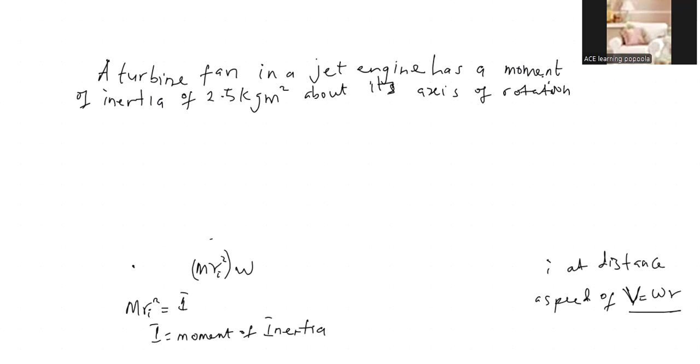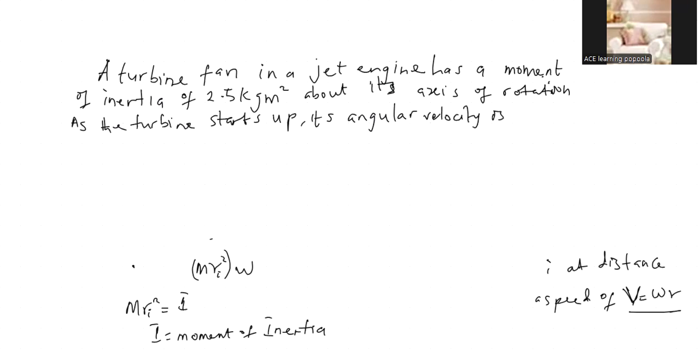As the turbine starts up, its angular velocity is given by omega z, which is equal to 40 radians per second squared times t, multiplied by time squared.